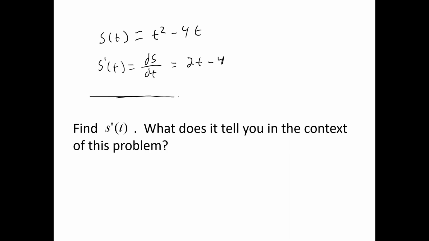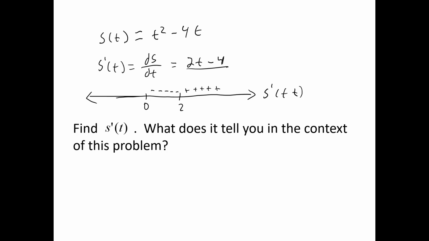And here the sign chart is going to kick in, and this is the sign chart for s prime of t. The only time that this is 0 is at 2. We're only interested in to the right of 0. We're not interested in to the left of 0. But the expression 2t minus 4 is only 0 at 2. To the left of 2, at 0, we get negative. That tells us that we're going to the left, right? And then once we get past 2, then we get a positive.